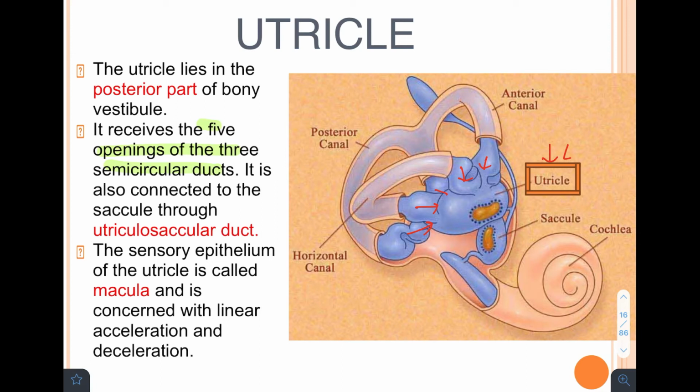And the sensory epithelium of the utricle is called the macula, and it is concerned with linear acceleration and deceleration. This is a very important piece of information to remember. So the sensory epithelium of the utricle is the macula, and it is concerned with linear acceleration and deceleration.